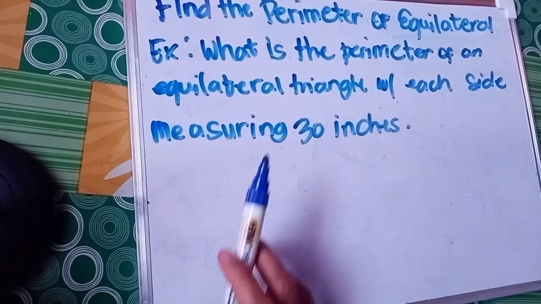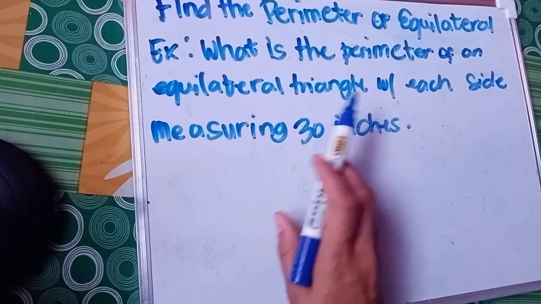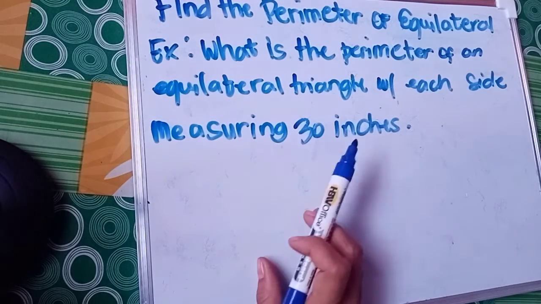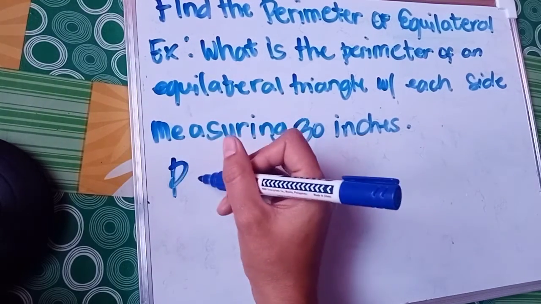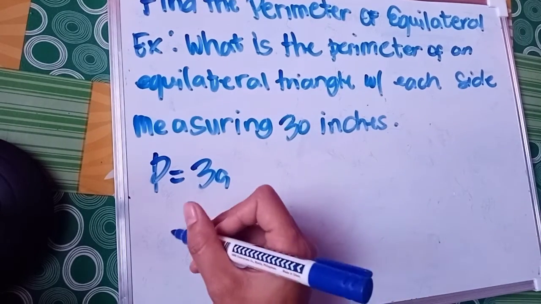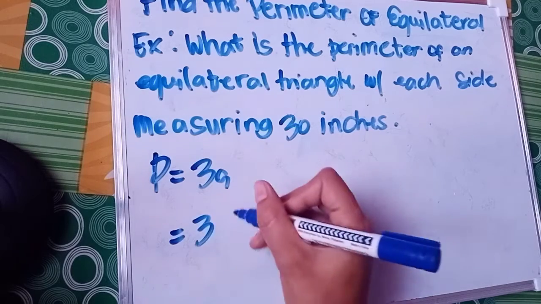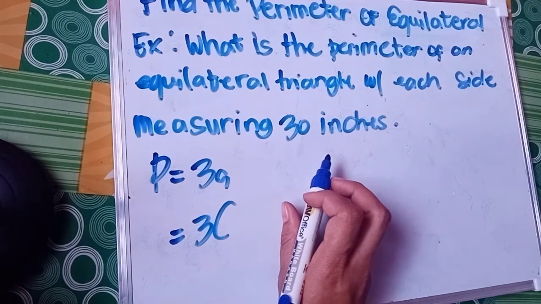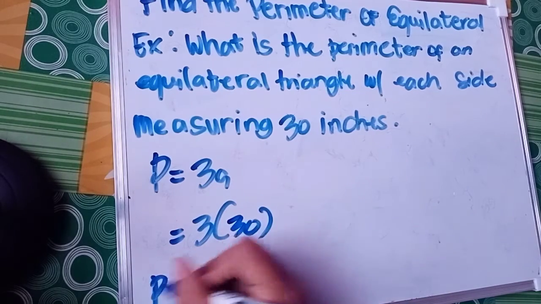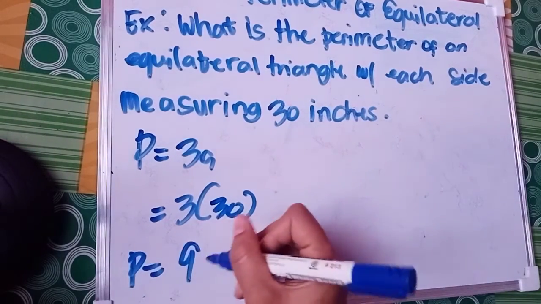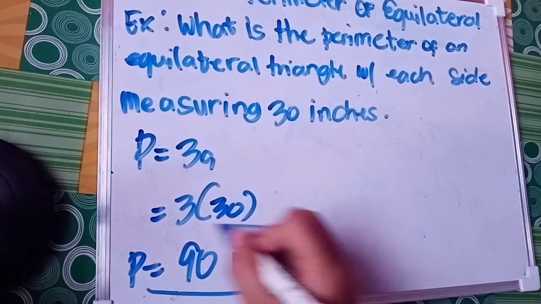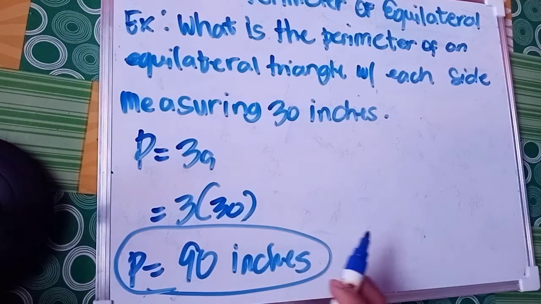So this is our example of the equilateral triangle. What is the perimeter of an equilateral triangle with each side measuring 30 inches? So in our formula, the equilateral triangle perimeter equals 3E. So 3 times 30 inches, each side measuring 30 inches. So our perimeter of the equilateral triangle is 90 inches. So this is our perimeter of an equilateral triangle for this problem.